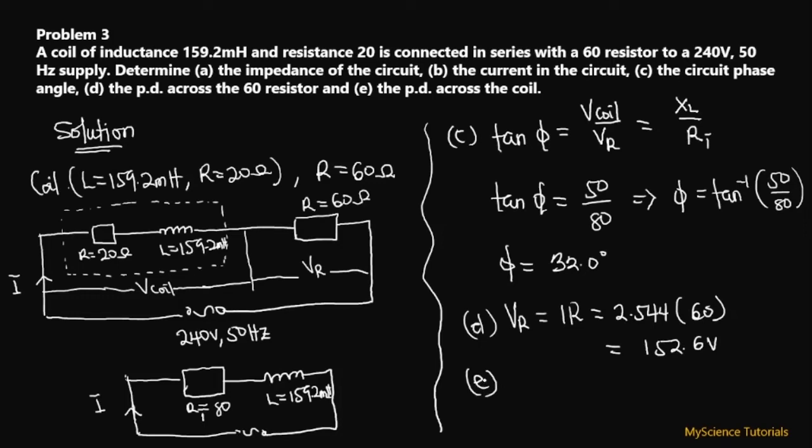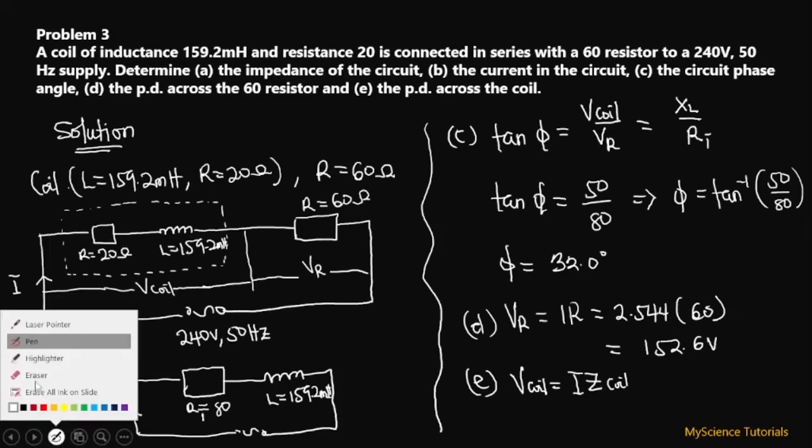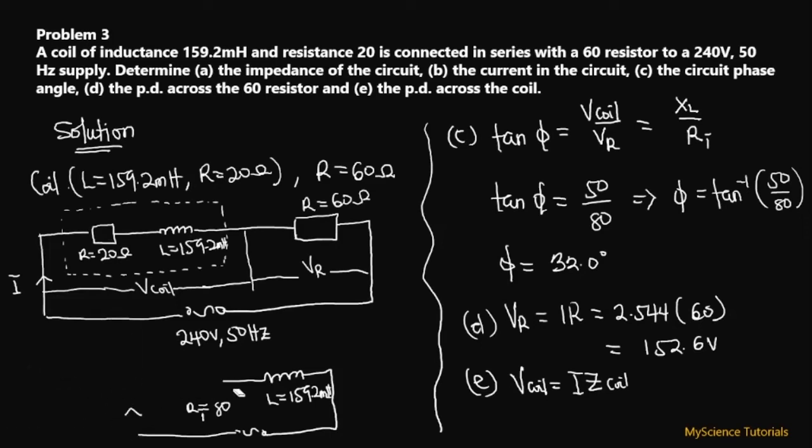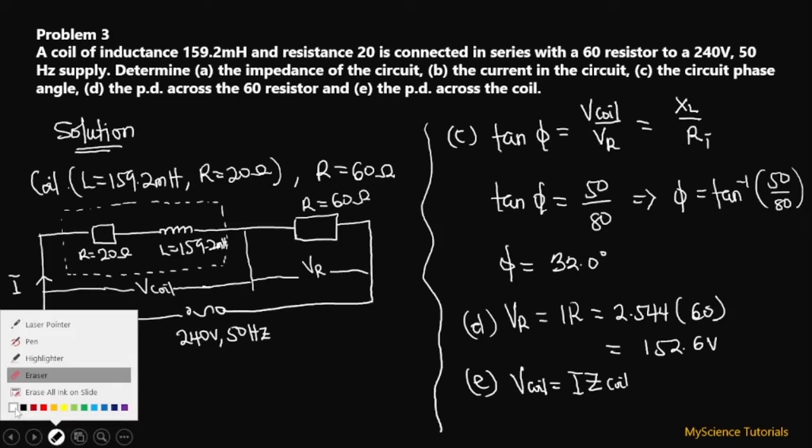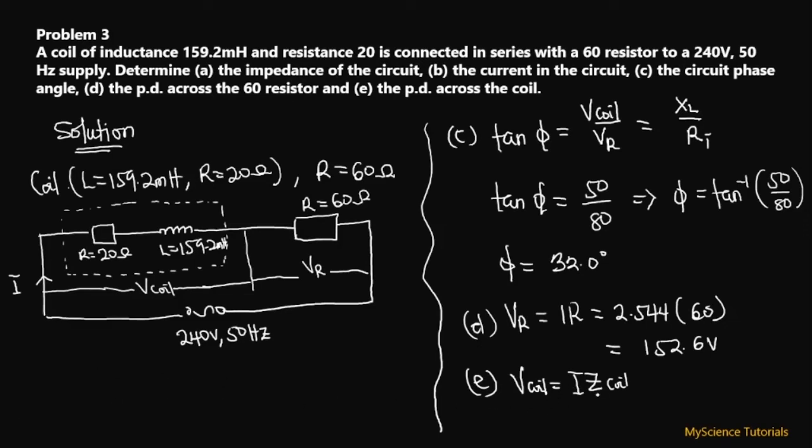All right, so let's look at E. E is the potential difference across the coil, V coil. Now, V coil is going to be equal to the current multiplied by the impedance of the coil, Z coil, because the coil is not only an inductor, it also has a resistor. So let me get some space and then we continue. How do we find the Z coil?